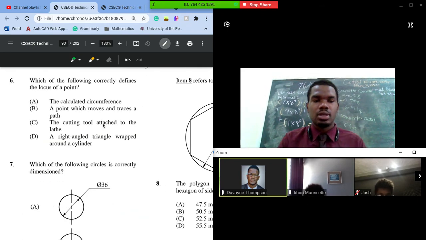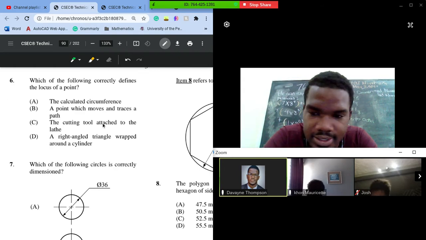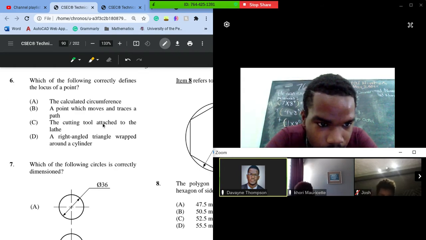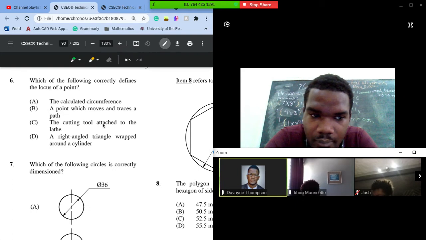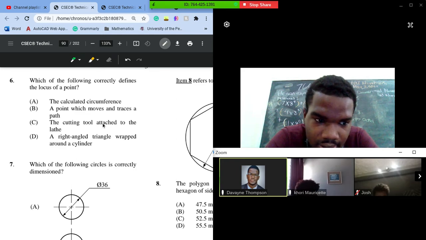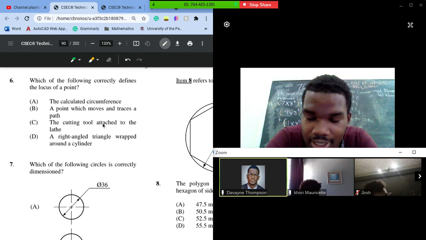It says, which of the following correctly defines the locus of a point? Is the locus of a point the calculated circumference? Is the locus of a point which moves and traces a path? Is the locus of a point the cutting tool attached to the lathe, or a right angle triangle wrapped around a cylinder? This question is very simple. Think about an epicycloid. Think about a cycloid. What was it looking for again? Because he said that was the locus of a point. So what were you doing when you were drawing those drawings?